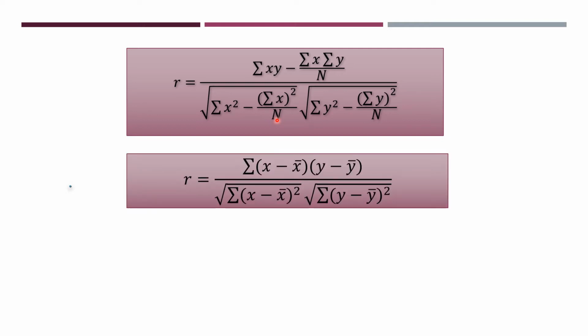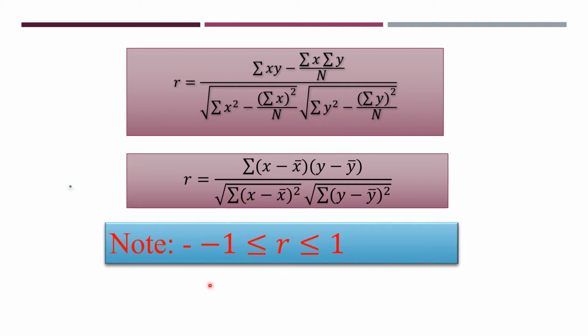The first formula was r is equal to summation of x minus x bar into y minus y bar, upon square root of summation x minus x bar the whole square into square root of summation y minus y bar the whole square. We're making use of these two formulas in calculating the coefficient of correlation. And when we simplify, we have to see that the value of small r should lie between -1 and +1. That is very important. When we simplify by any one of these formulas, the r value should lie between -1 and +1.